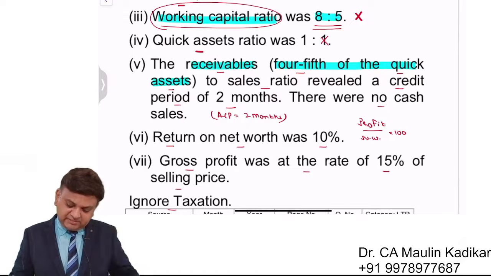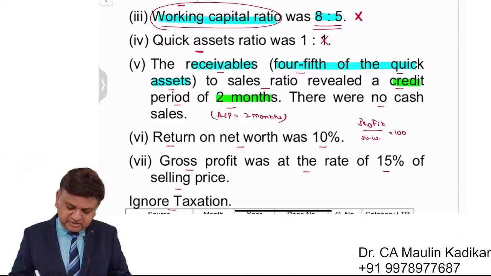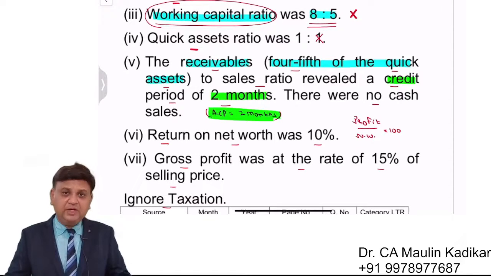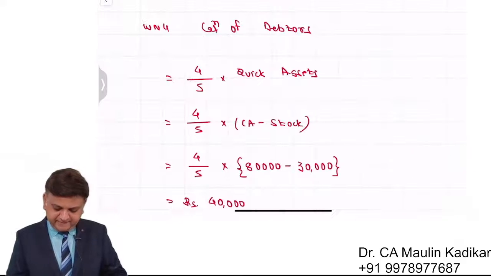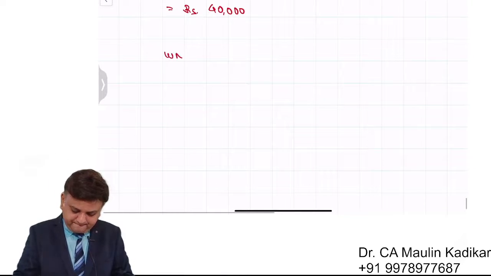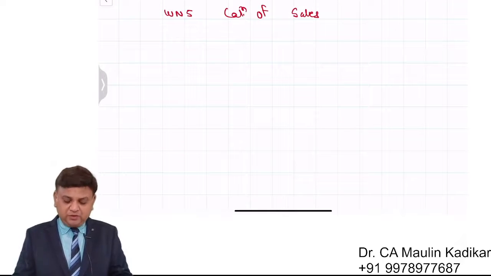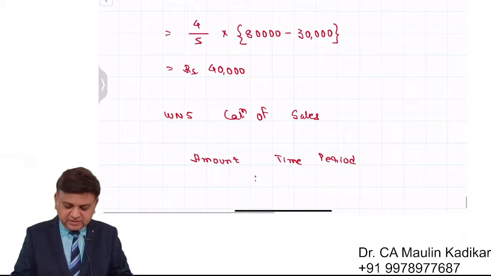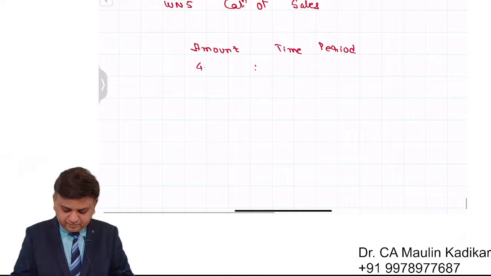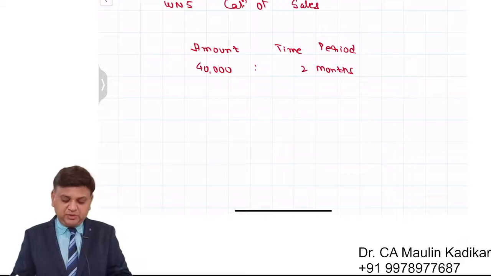Further, it has been given the receivable 4/5 of the quick asset to sales ratio revealed a credit period of 2 months, means average collection period is 2 months. Very good clarification is made, which we make assumption otherwise there were no cash sales. So working note number 5, calculation of sales. We have to understand it like this: amount and time period. Amount of the debtors is 40,000. That is reflected the time period of the 2 months credit sales.